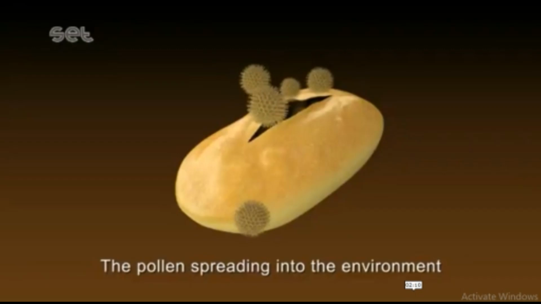Now all of the pollen grains become mature, so the anther wall will split longitudinally, not transversely. It will split longitudinally, and all of the pollen grains will be separated in the air or in the environment.